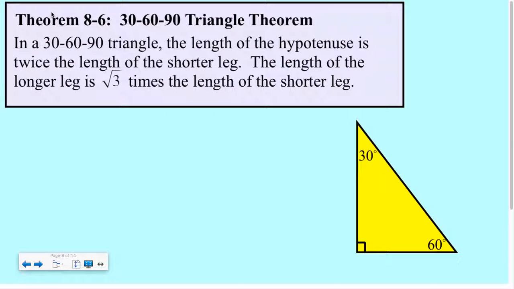So on the back side here of 8.2, we're doing our other special right triangle. You should see the 30, 60, 90 theorem at the top on the back side of 8.2. So flip your papers over until you find the page.